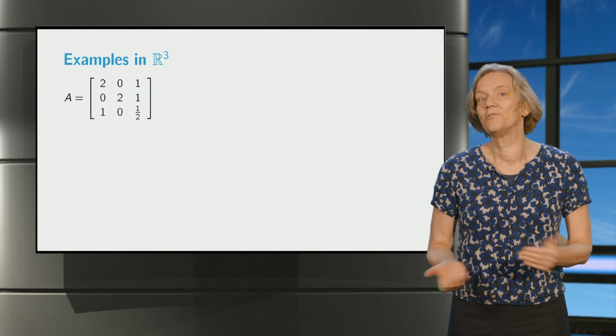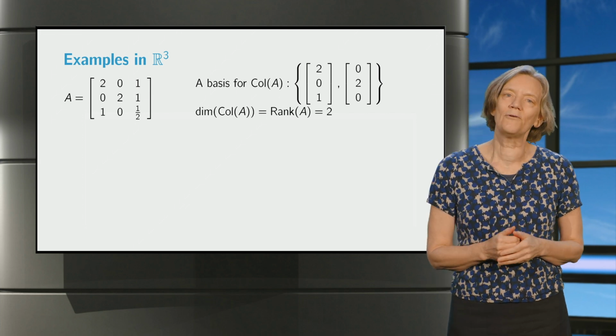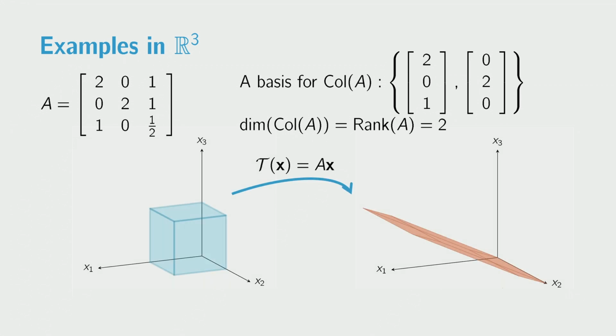Another example is this matrix A. The third column of matrix A is a linear combination of the first 2 columns. The column space is not a whole R3, but just a plane. All image vectors lie in that plane. The transformation flattens the unit cube into a part of a plane. The volume of the image is 0, so the determinant of matrix A has to be 0. For a 3x3 matrix with rank 2, that is not a surprise, right? If a transformation is not invertible, the determinant of the matrix is 0.